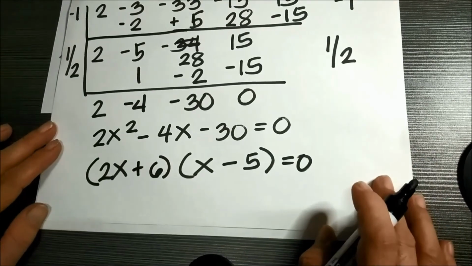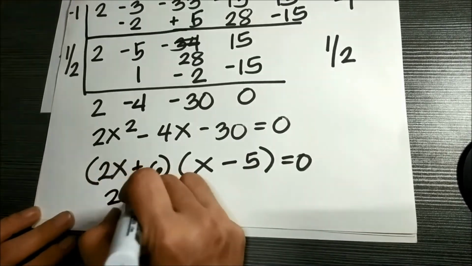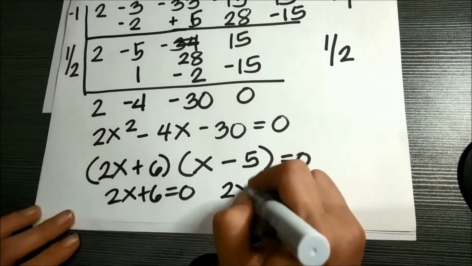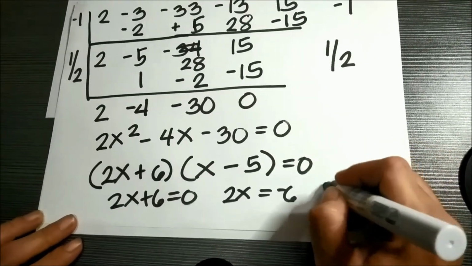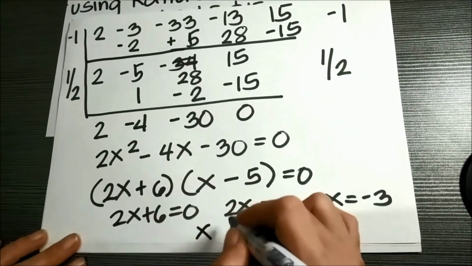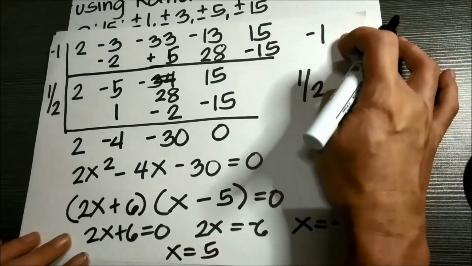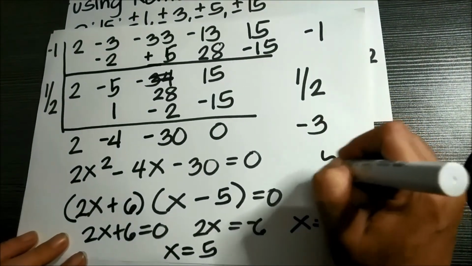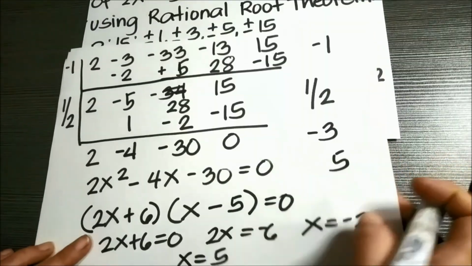Equal to 0. Now, let's get the value of x. 2x plus 6 equal to 0. So, that is 2x equals negative 6. So, dividing both sides by 2, we have x is negative 3. And last one, we have x equals 5. So, what are the roots? So, you have 1, negative 1, 1/2, negative 3, and 5. So, notice that all the roots of our equations are rational.